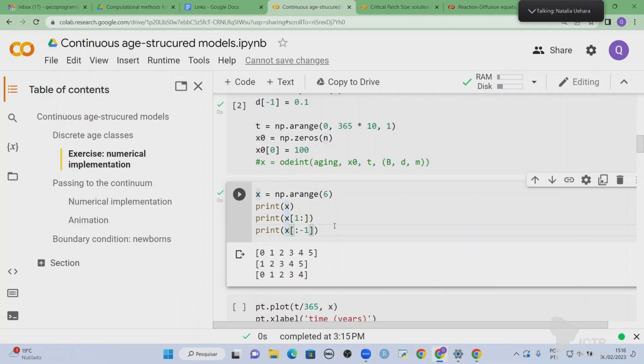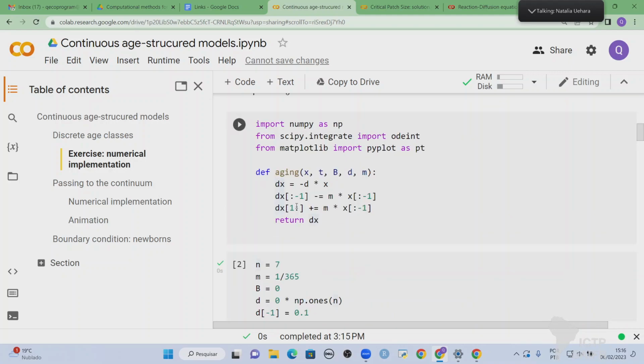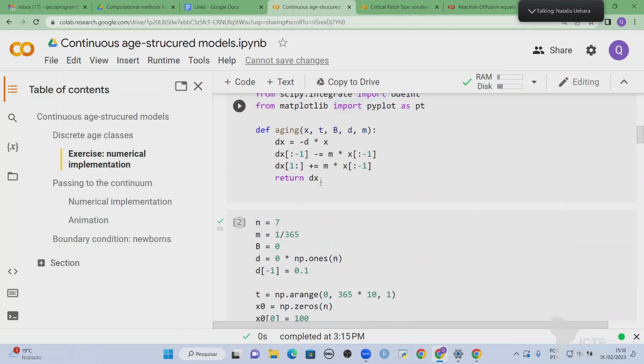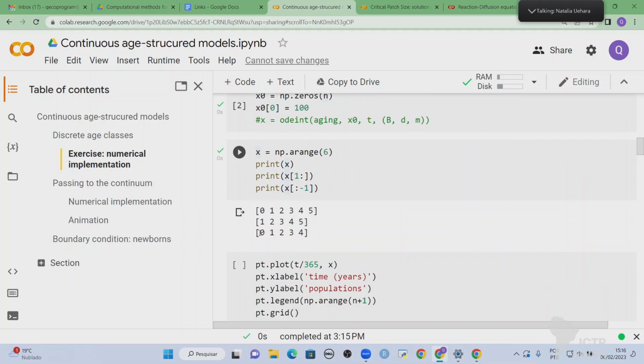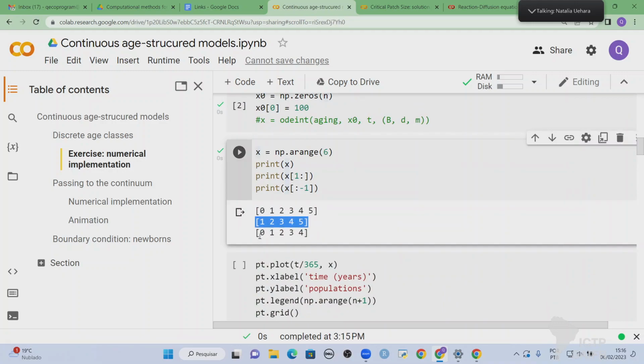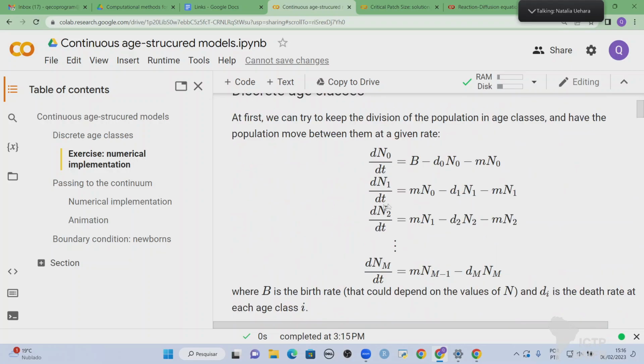And what I'm writing here is that I'm summing to the ones starting from the second, the ones where I get the last one out. So I'm taking these ones here and summing the previous ones. Just like I had in my equation, right? For each equation I have a positive term that is m times the population of the previous age class. Does that make sense?